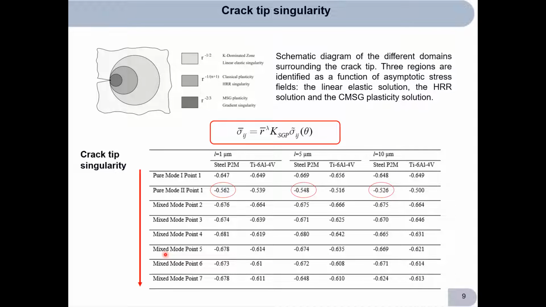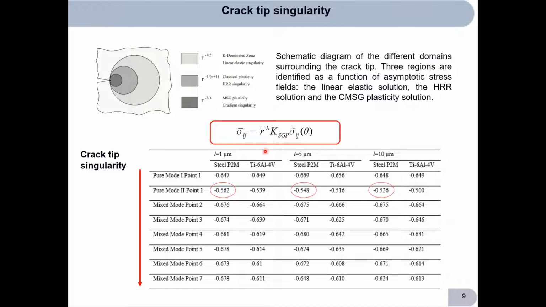The next slide presents an analysis of the singularity exponent behavior for asymptotic models of the crack tip stress fields for different loading conditions. Three different domains surrounding the crack tip can be identified as a function of asymptotic stress fields. The value of the crack tip singularity was necessary for calculating the elastic plastic stress intensity factors according to the strain gradient plasticity theory.